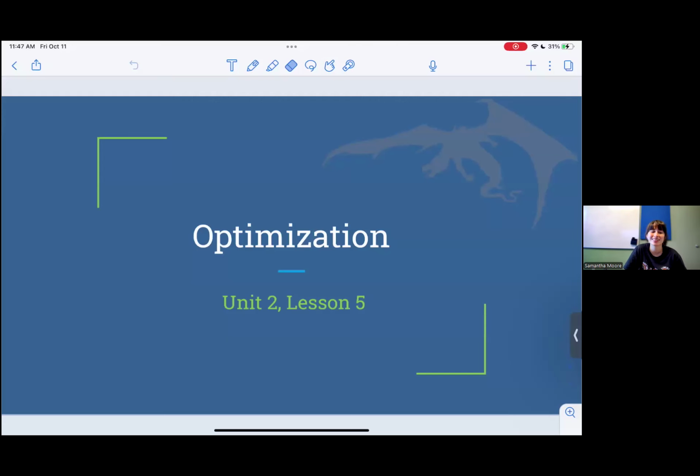All right. Hello, everyone, and welcome back to Calculus. Today, we are going to be talking about optimization, which means sort of finding optimal ways to create amounts. In other words, finding maxes and minimums is really what optimization is about.